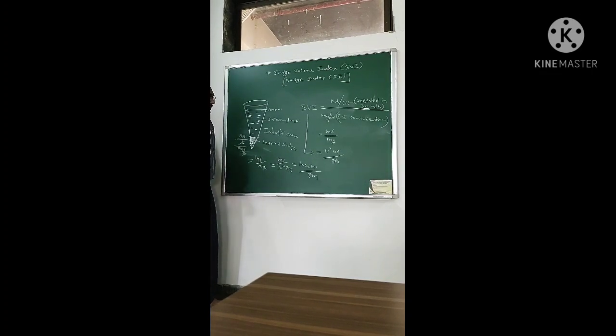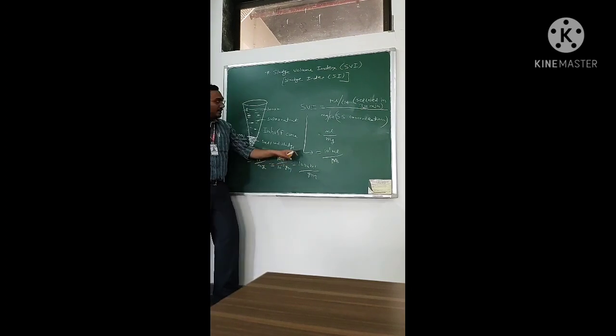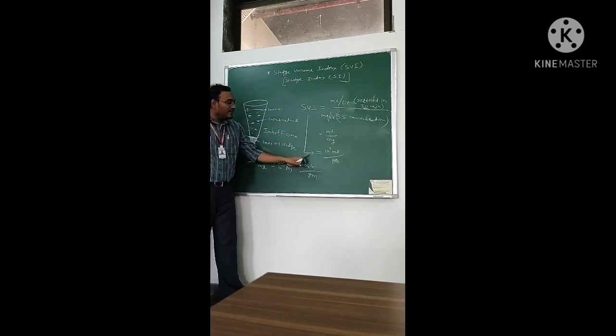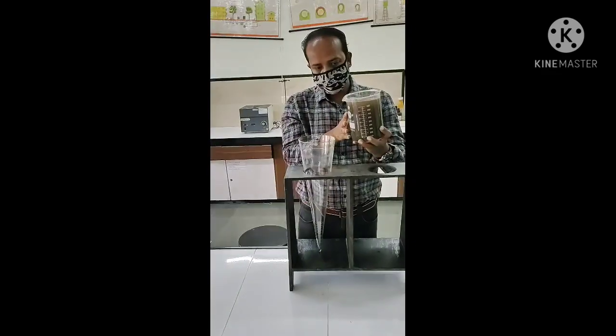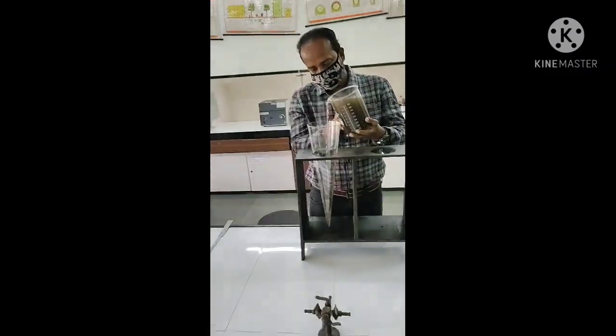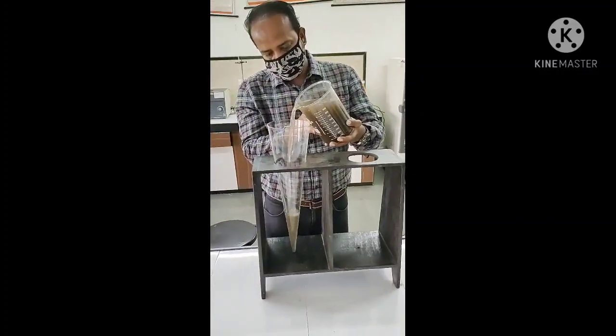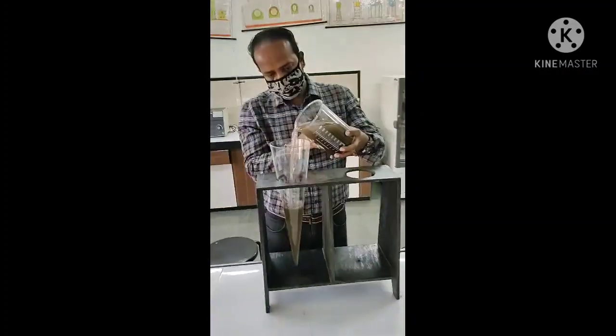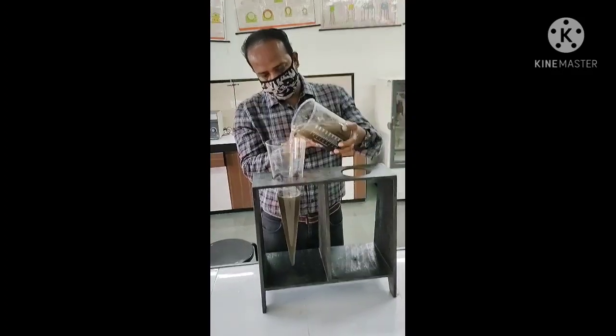If I want to convert this in mg per liter, we will see how we can convert at the end of the practical. For now we can understand that the unit of SVI is 1000 ml per gram. So we'll perform the practical. Students, as you can see, we are taking an MLSS sample in this Imhoff cone apparatus.